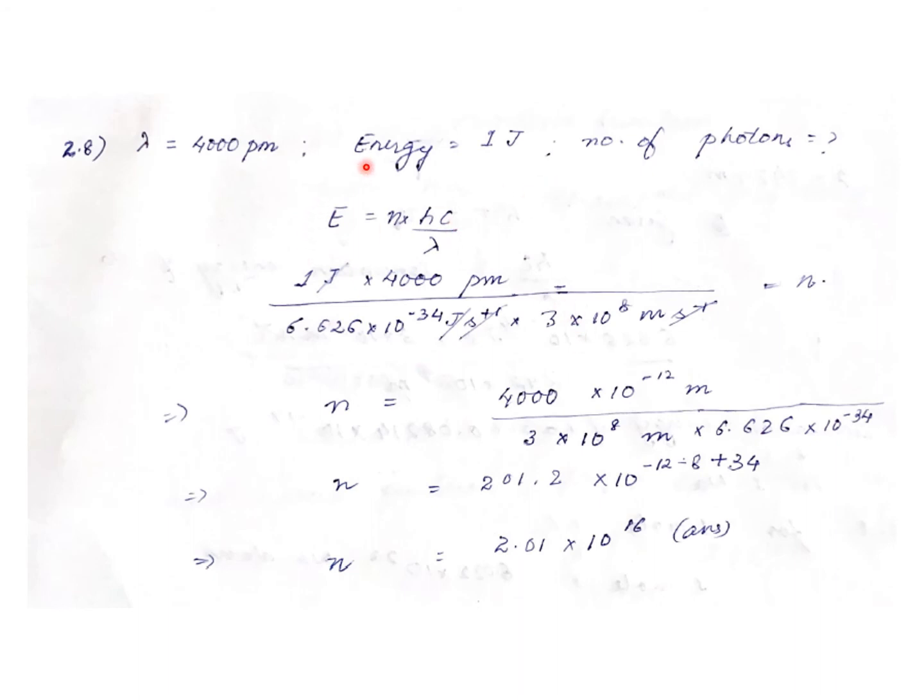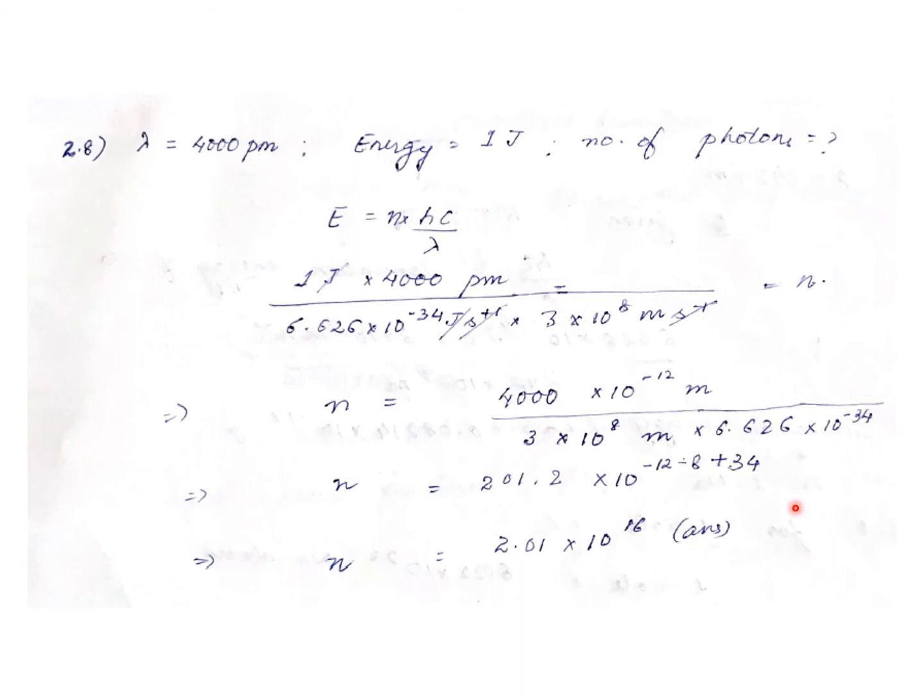So here n will be E into lambda upon hc. If you put the value of energy in joules, and then convert the picometer into meter, where 1 picometer is equal to 10 to the power of minus 12 meters, and then put the value of h and the value of c in meter per second, and calculate, then you will get the number of photons equivalent to energy of 1 joule. That is equal to 2.01 into 10 to the power of 6. Here there will be no unit.